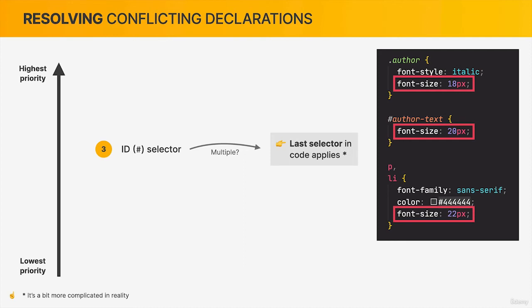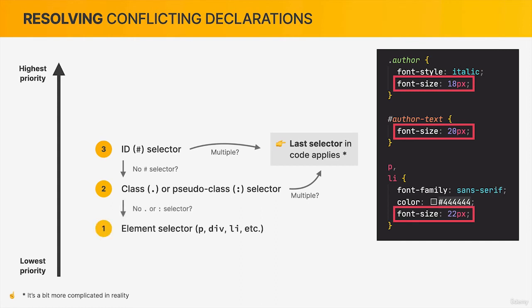All right, but anyway, in case there is no ID selector, then the next in the priority is a class or a pseudo class selector. And again, if there are multiple of one of those, then it is the last selector of those in the code that gets applied. Then the next is the element selector. So in case there is no ID selector or no class selector, then it is the element selector that gets applied. And again, if there are multiple, it is the last one of those.